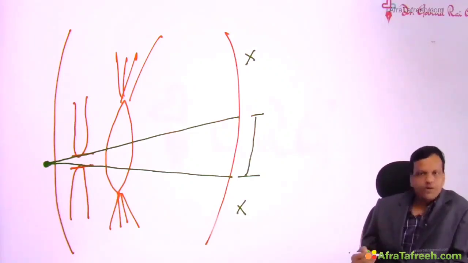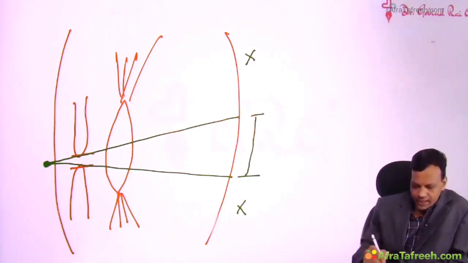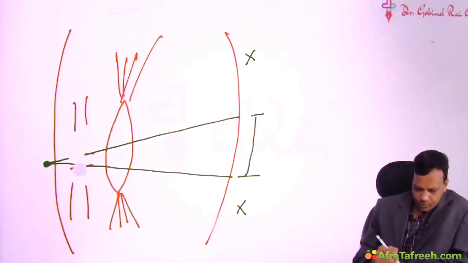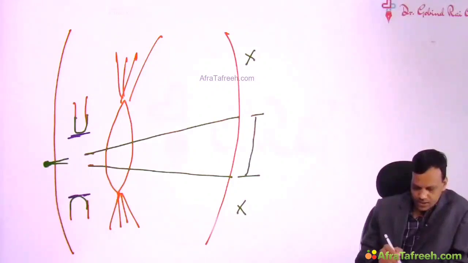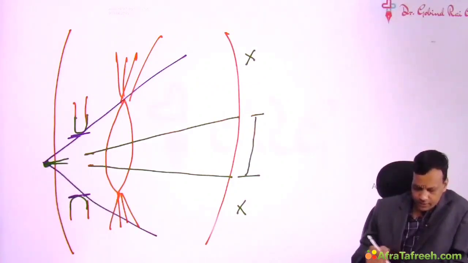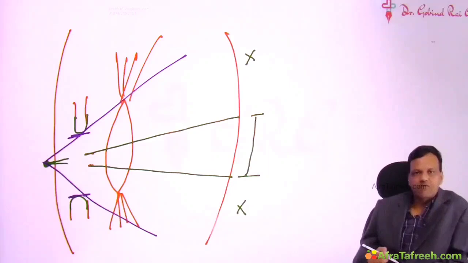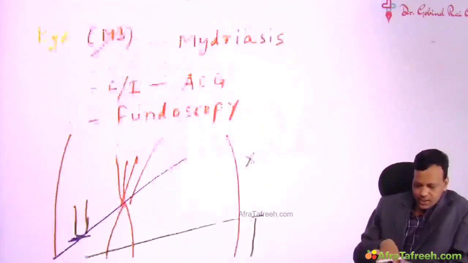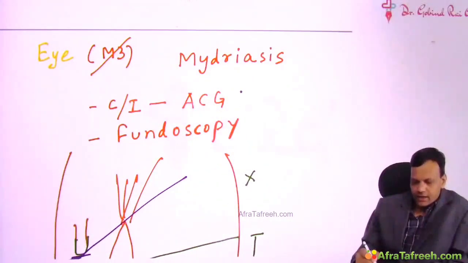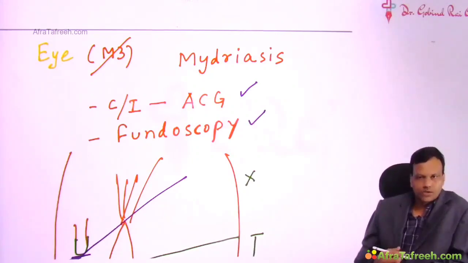So if we want to examine whole of retina, then we need to dilate the pupil. So if we dilate the pupil, the pupil becomes this much in size. When the pupil is this much in size, now we can examine whole of the retina. So mydriasis is required for fundoscopy because we want to see whole of the retina, not only the central portion of retina. So anticholinergic drugs in the eye, they are contraindicated in angle closure glaucoma, but they are useful in fundoscopy.